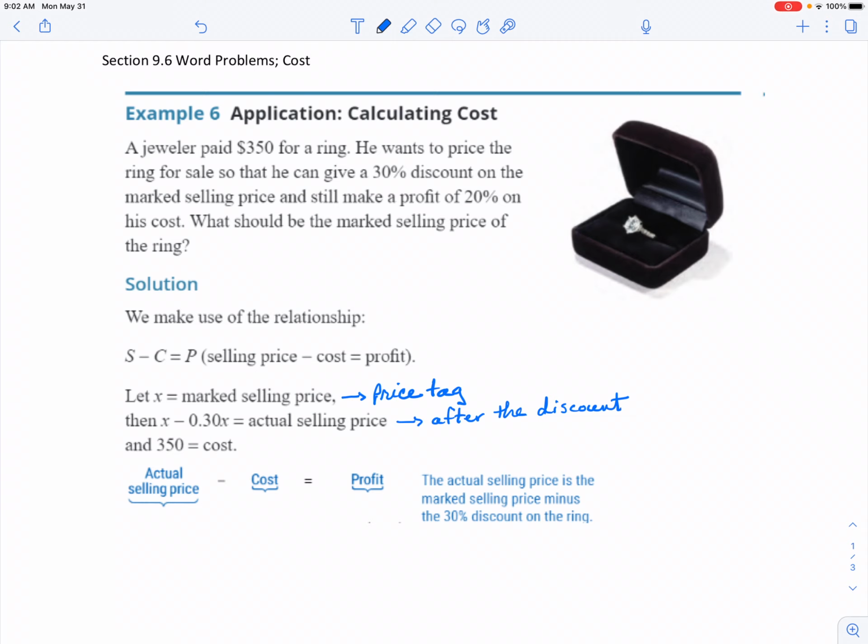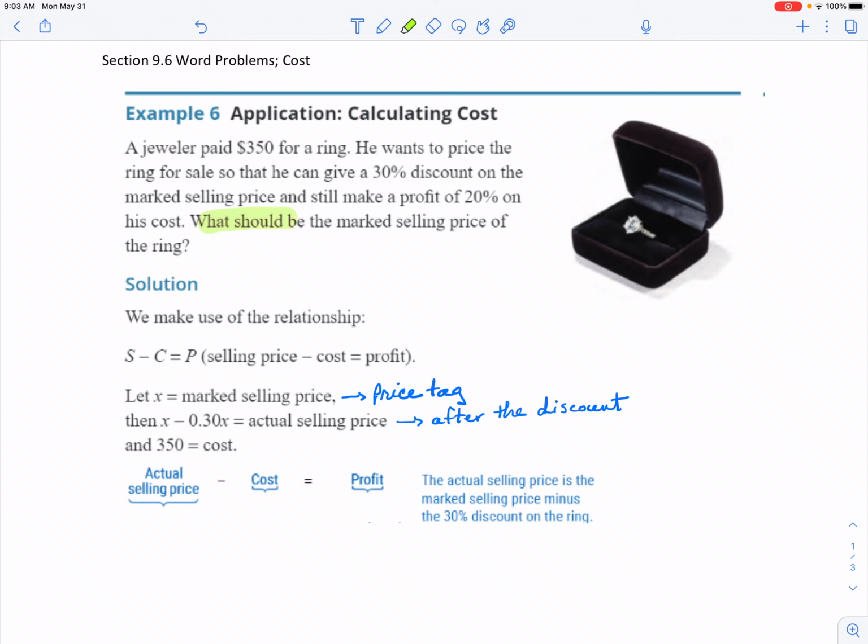All right, so this one is a jeweler who paid $350 for a ring. He wants to price the ring for sale so that he can give a 30% discount on the marked selling price and still make a profit of 20% on the cost. What should be the marked selling price of the ring?